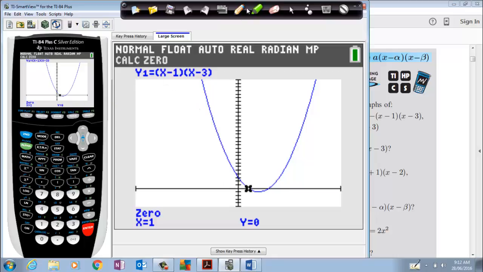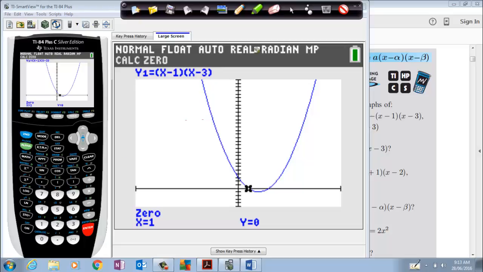And the reason why it's 1 and 3 is because there's 1 here and there's 3 here. So when x is 1, if you put x is 1 in there, then this whole bracket is 0, and so y is 0. Or if you put x equals 3 into both of these, then that bracket will be 0 and the whole thing will be 0. So that's why the x-intercepts correspond to the two numbers in the bracket.